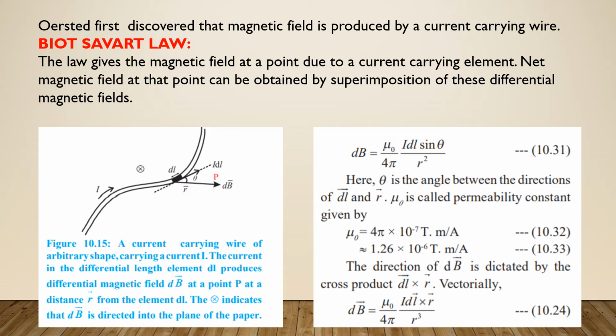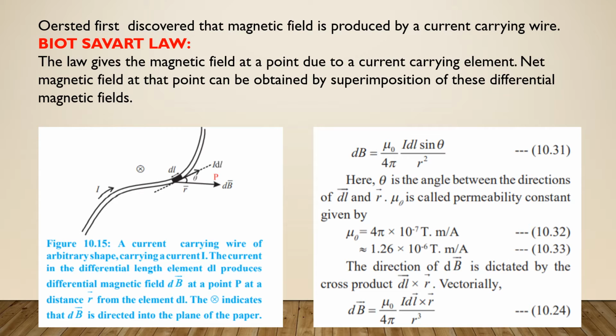Oersted first discovered that magnetic field is produced by a current carrying wire. To begin with the mathematical formulation for the same, let us consider Biot-Savart law, which is the very basic law to determine such a magnetic field. The law gives the magnetic field at a point due to a current carrying element. The net magnetic field at that point can be obtained by superposition of these differential magnetic fields. Let us study the law in detail.